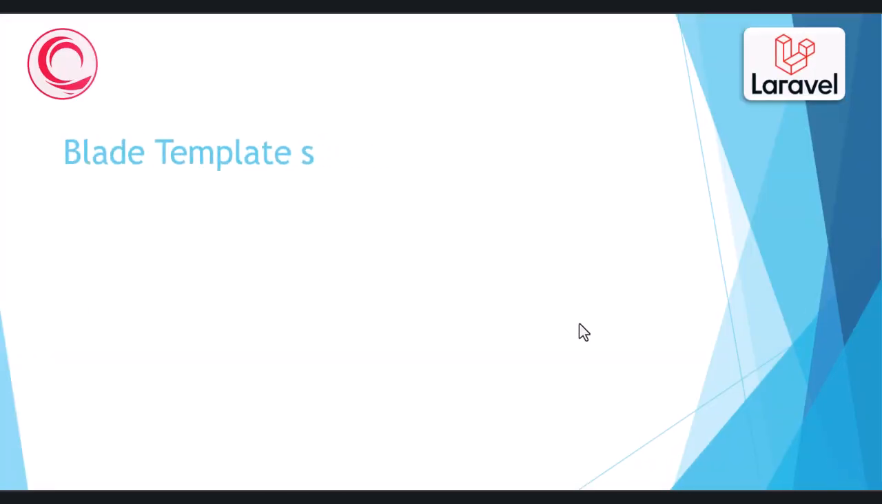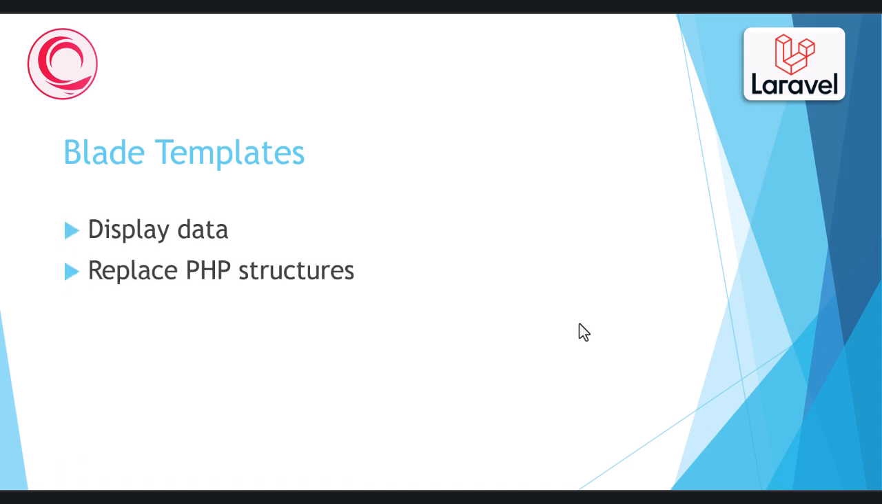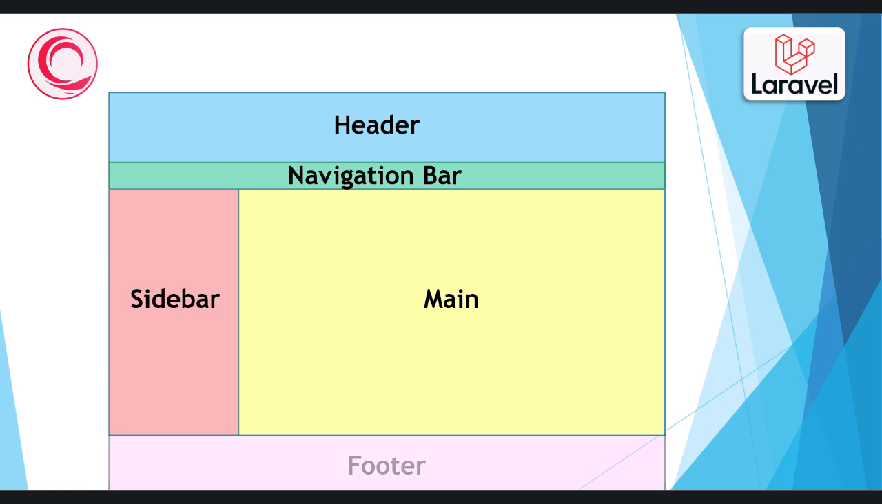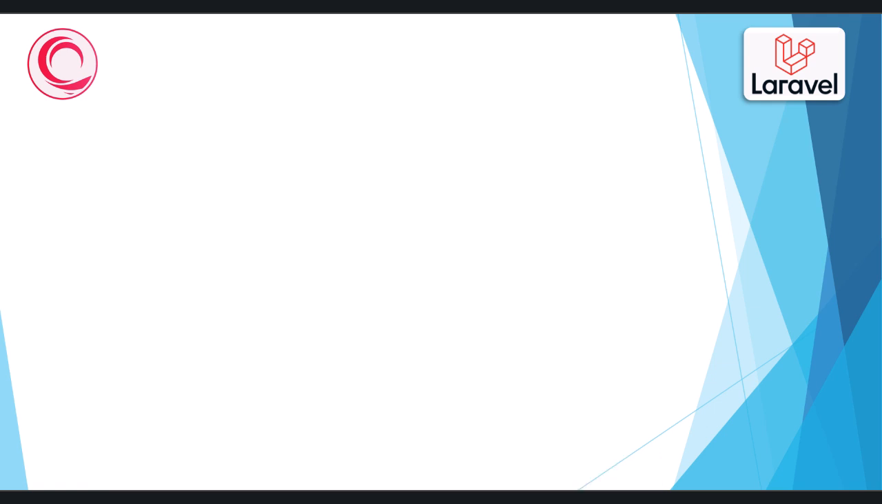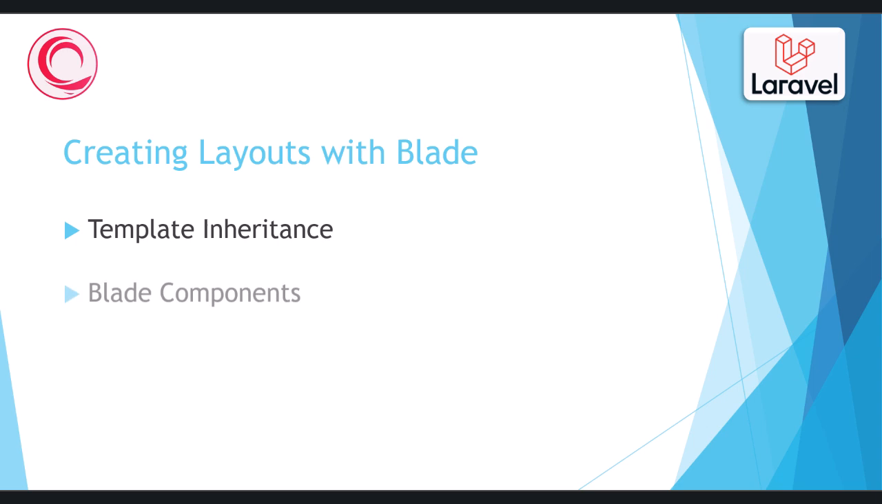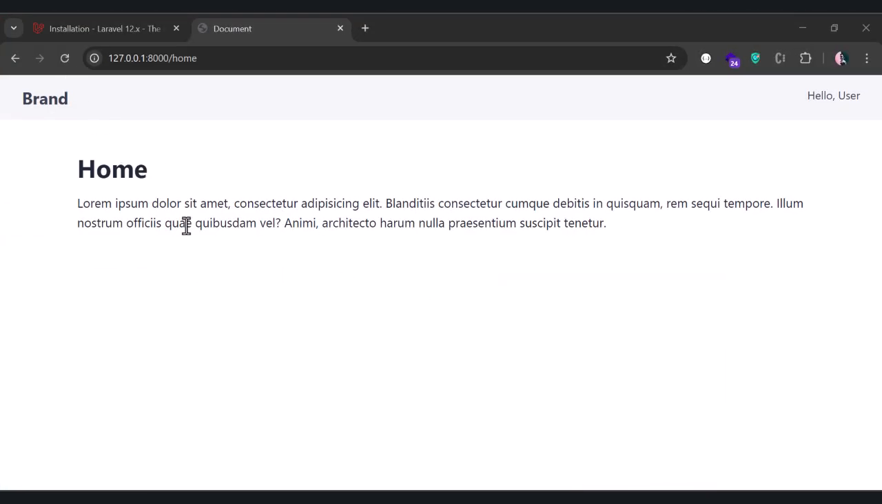Blade templates are not only helpful for displaying data and replacing common PHP structures, we can also use them to build and maintain layouts in Laravel. Most web applications have the same generic layout across various pages like header, navigation bar, sidebar, and footer. Blade provides two methods for creating layouts by reusing code. First is by using template inheritance. Second is by using Blade components. Let's look at template inheritance first.